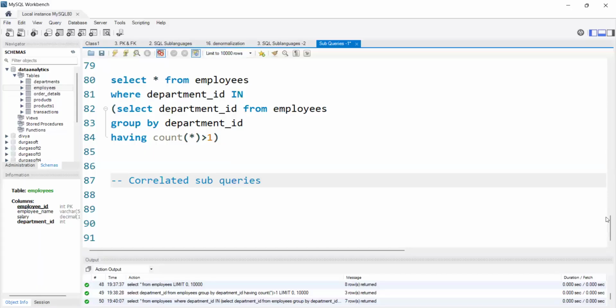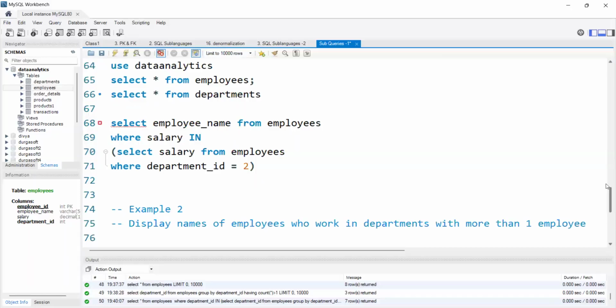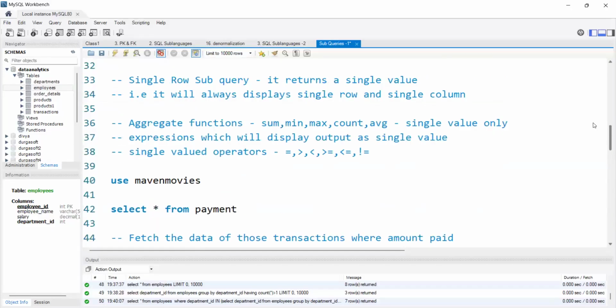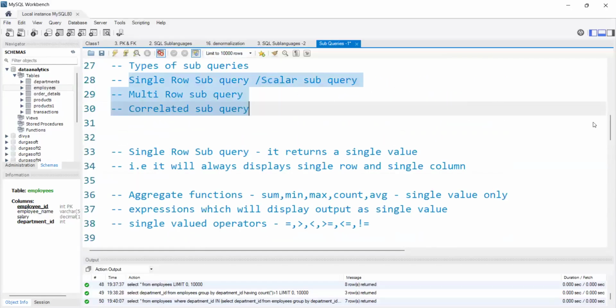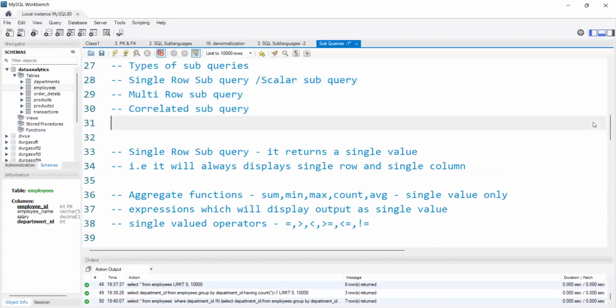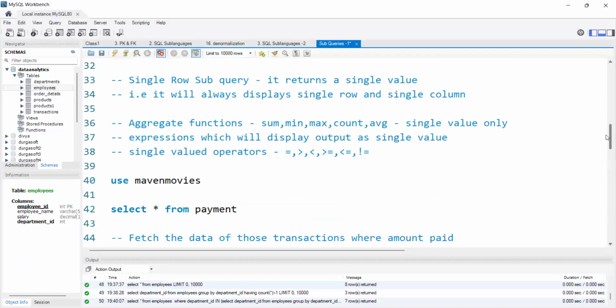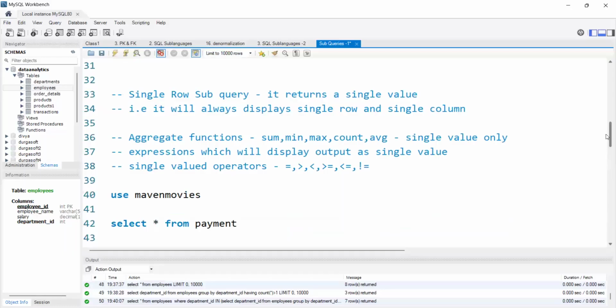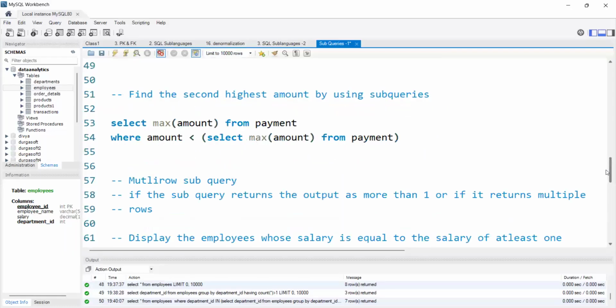Before understanding this, in yesterday's class I said we have a term called non-correlated subqueries also. I will explain later, I said. I didn't mention it as one of the types. I just mentioned three types: single row subquery, multi row subquery, and correlated subquery. But you may hear about non-correlated subquery also. What is that? Whatever examples we saw till now in single row subquery and multi row subquery come under non-correlated subqueries only.